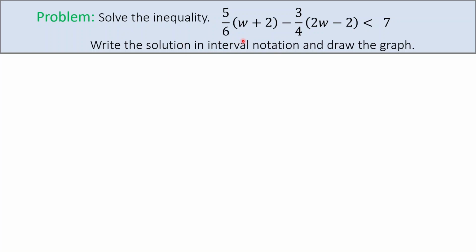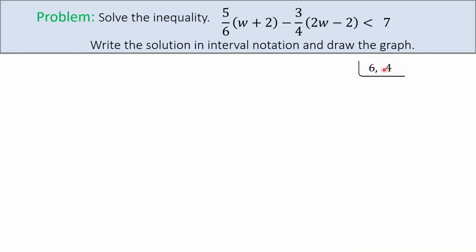Now we do this problem. In this inequality, there are fractions, 5 over 6, 3 over 4. To solve this, you need to clear the fractions. To clear the fractions, take the denominators and find the least common denominator. So take these numbers, now divide.